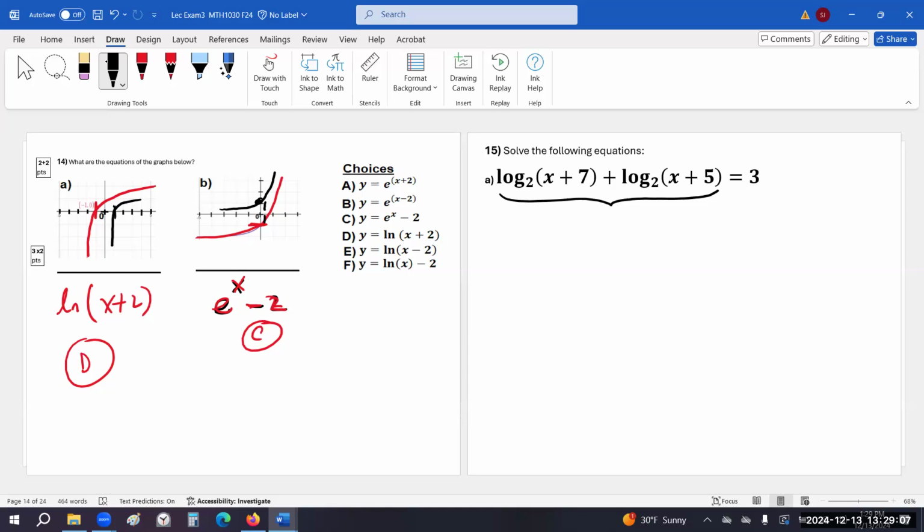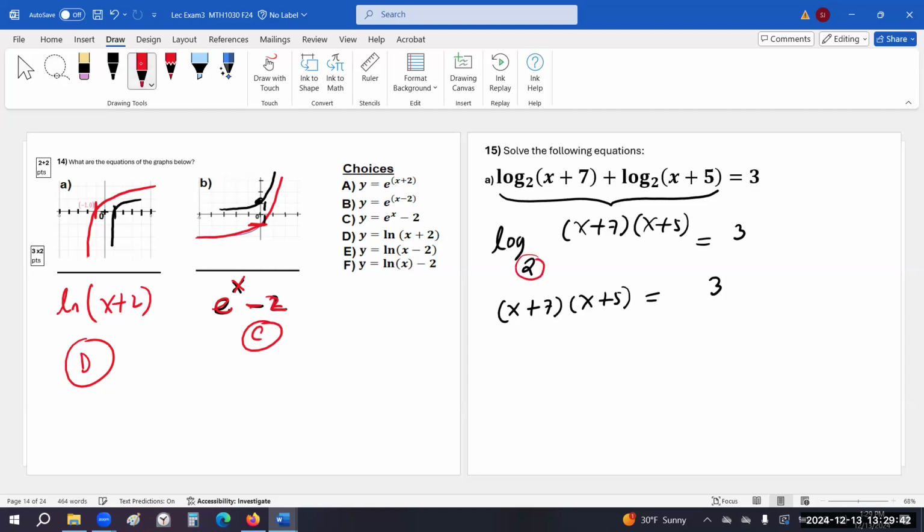So log, 2 logs or 3 logs, doesn't matter. If you have more than 1 log, combine them. So we have log base 2 of (x plus 7)(x plus 5) equals 3. And then the common mistake I noticed in your exam is that you know that we are going to cancel the log. So you wrote this, (x plus 5)(x plus 7) equals 3. Is this correct? No. What happened to the base?